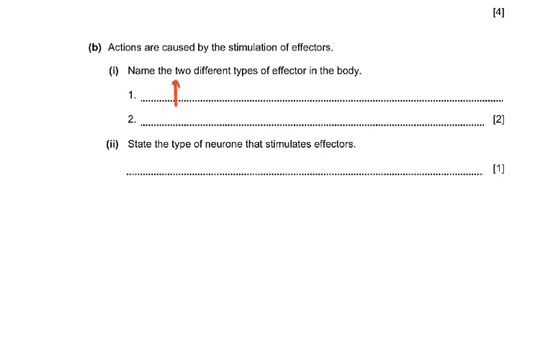There are only two different types of effectors, muscles and glands, nothing else. So muscle 1 mark, gland 1 mark, because motor neurons only supply muscles and glands. That's the only two things which respond to different stimuli. State the type of neuron that stimulates effectors. Motor neuron.